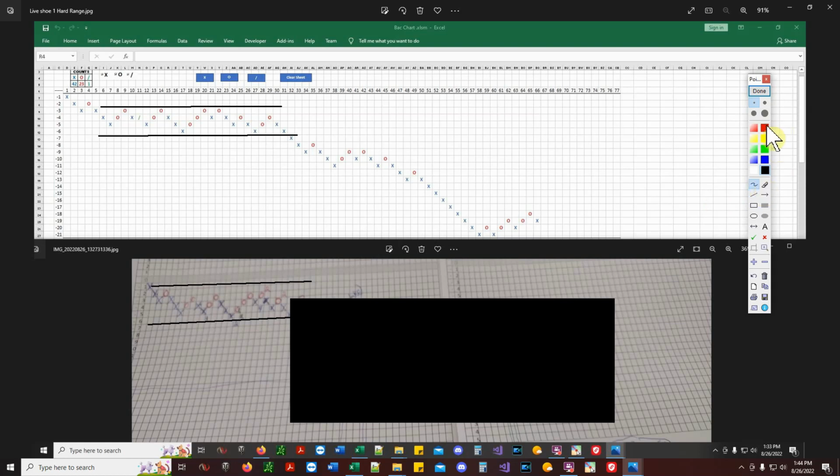As you can see, we are in a player shoe. It's on the negative side. The only thing I should have been betting is resistance.